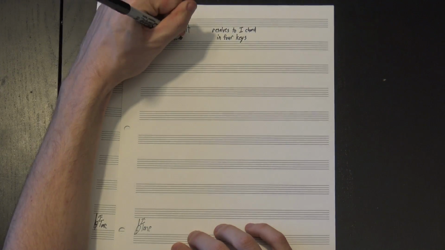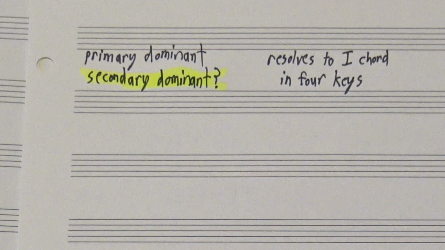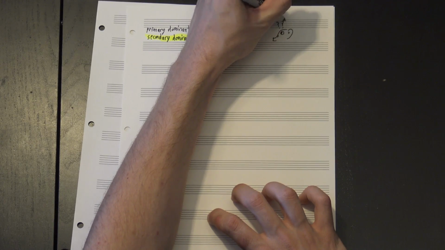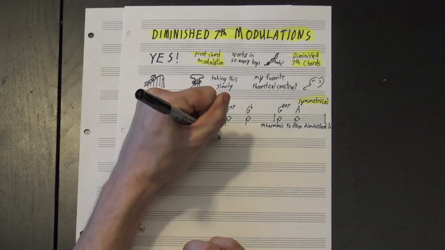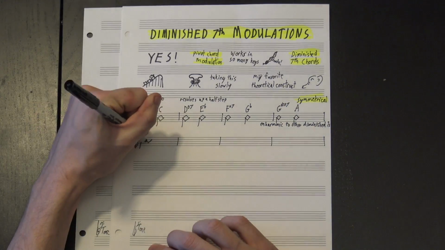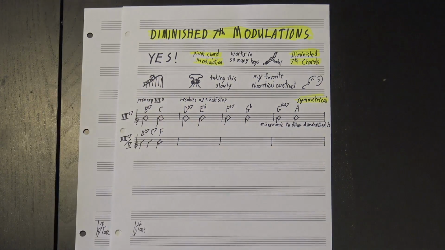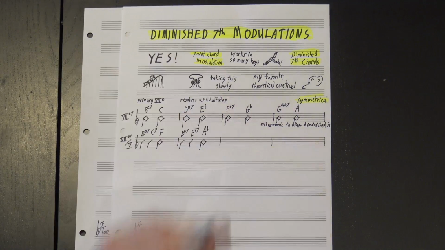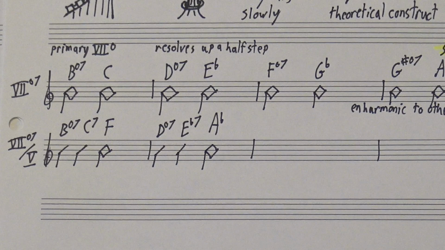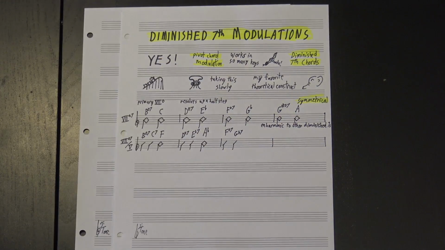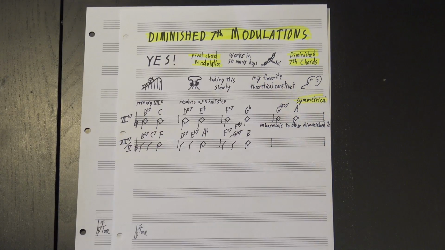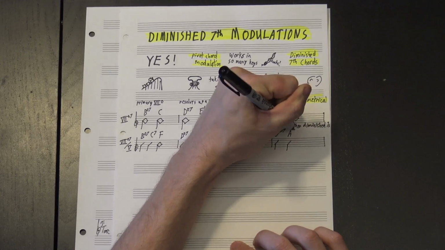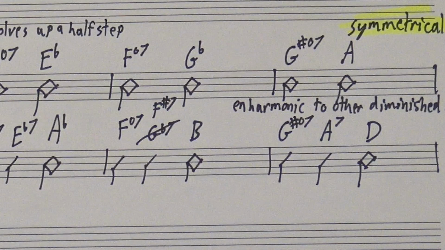What about secondary dominant function? What if it didn't resolve to the 1? What if it went to another harmonically important chord instead, like the 5? Let's take a look. B diminished 7 still resolves to C, which is the 5 chord in F. D diminished 7 goes to E flat, the 5 in A flat. F diminished 7 goes to G flat, enharmonic to F sharp, the 5 in B. And if it's G sharp diminished 7, it resolves to A, the 5 chord in D.